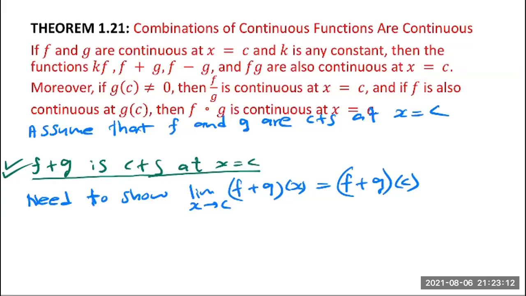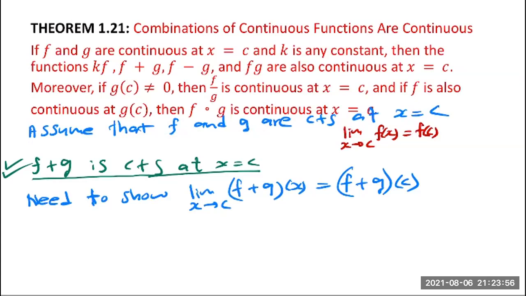All right, so I'm not going to prove all of these parts, but let's prove one of them. What I want to prove is that if f and g are continuous at x equals c, then the sum f plus g is also continuous at x equals c. Let's assume that f and g are continuous at x equals c. When you say f and g are continuous at x equals c, what can you say about limits? Limit as x approaches c, f of x has to be f of c, by the definition of continuity.